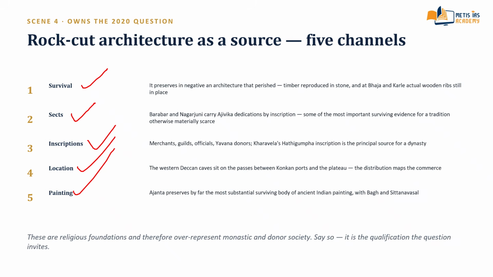Ajanta preserves by far the most substantial surviving body of ancient Indian painting. Not the finest that ever existed, the most that is left. Everything else, palace murals, the mainstream of the tradition, is gone. Without Ajanta and the smaller surviving bodies at Bagh and Sittanavasal, our knowledge of early Indian painting would be extraordinarily thin. So close with the qualification, because "discuss" invites one.